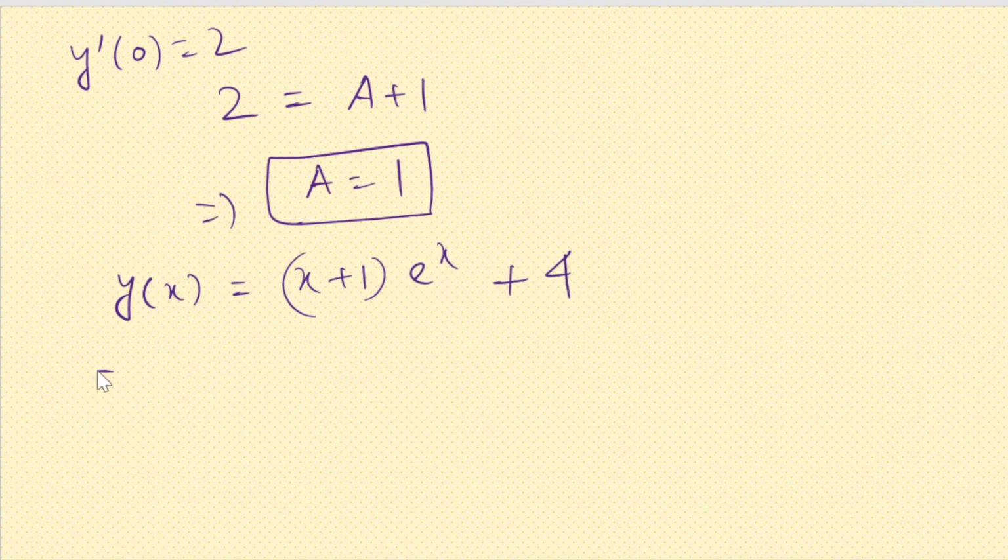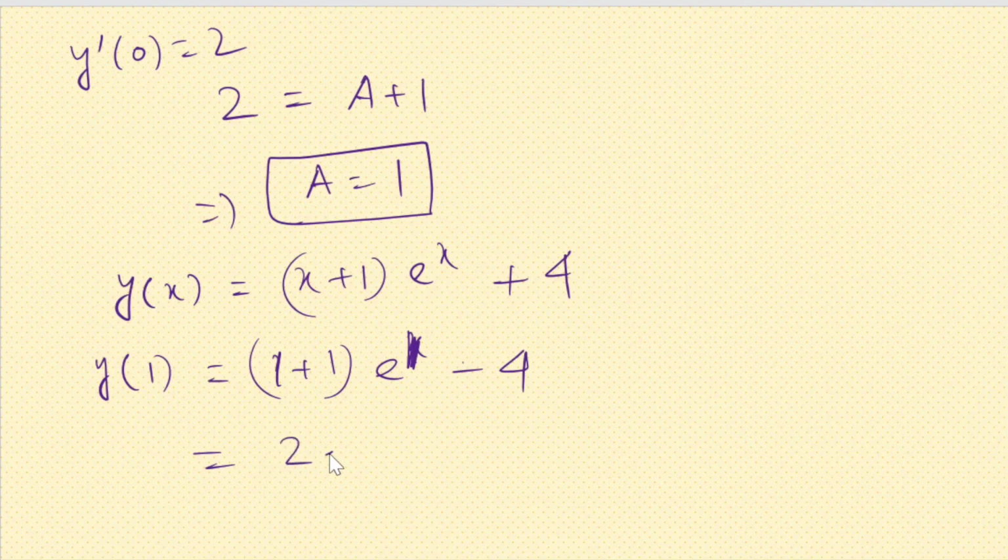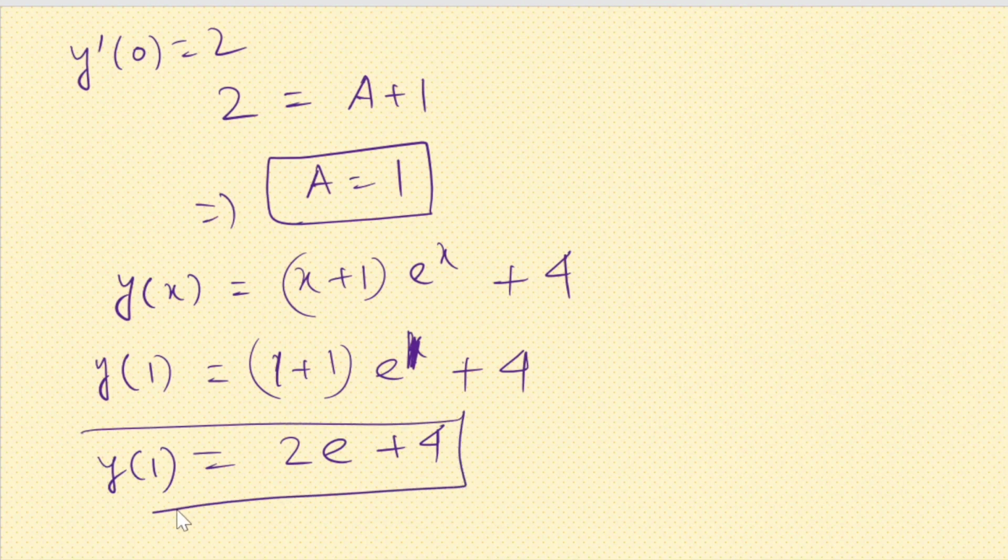Now we have to find the value at x = 1. Therefore y(1) = (1 + 1)e^1 + 4. So this gives 2e + 4 for y(1). So this is the correct answer of the given differential equation problem.